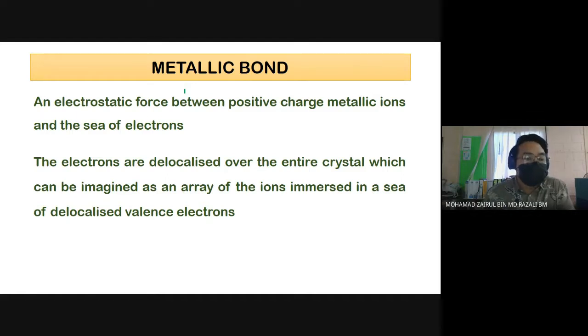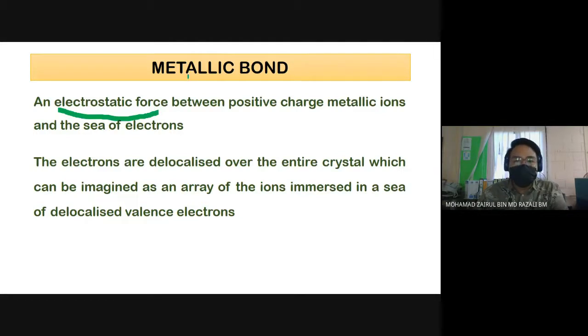Okay, so metallic bond ni dia lebih kurang sama lah macam formation of ionic bond. Sebab ionic bond itu adalah formation of attraction or electrostatic force between a positive and negative ion. However, for a metallic bond, dia still electrostatic force. Sebab apa kita panggil dia electrostatic force? Sebab dia adalah interaction between two different charges.